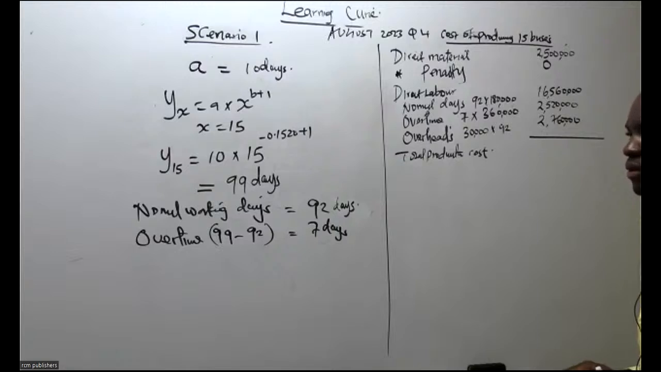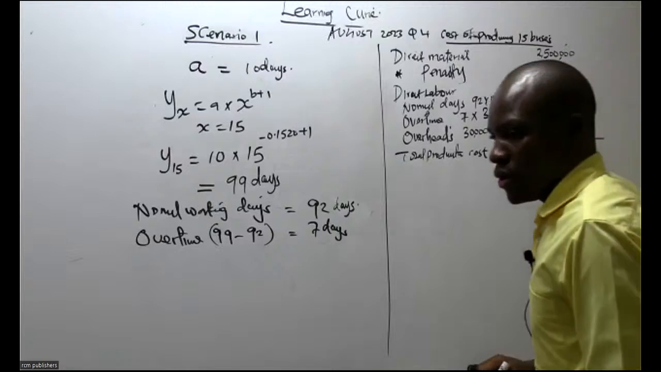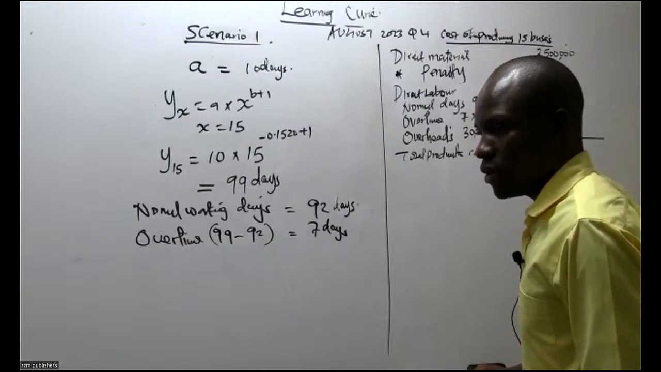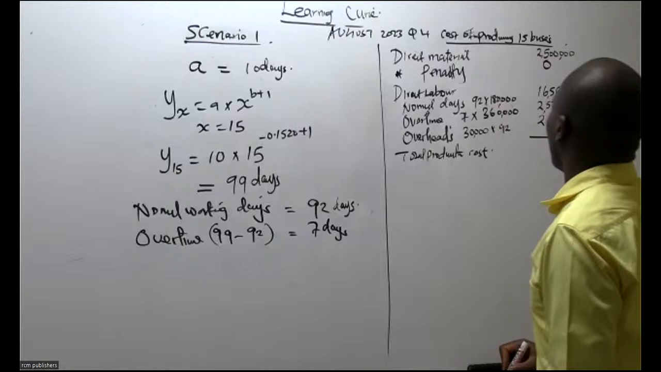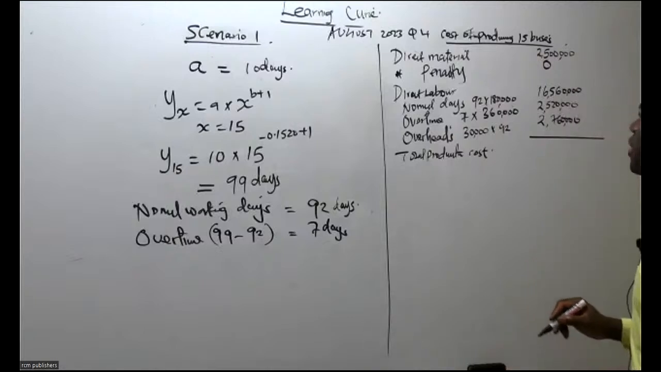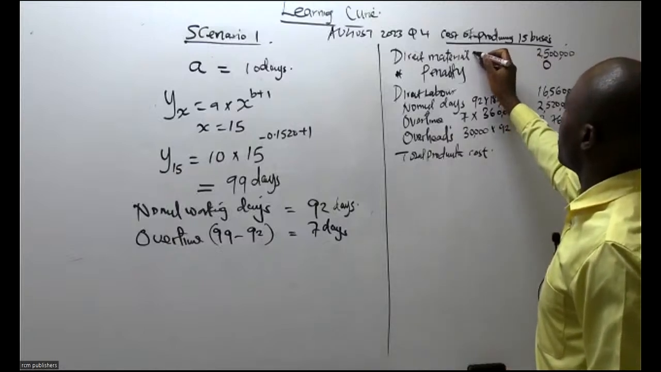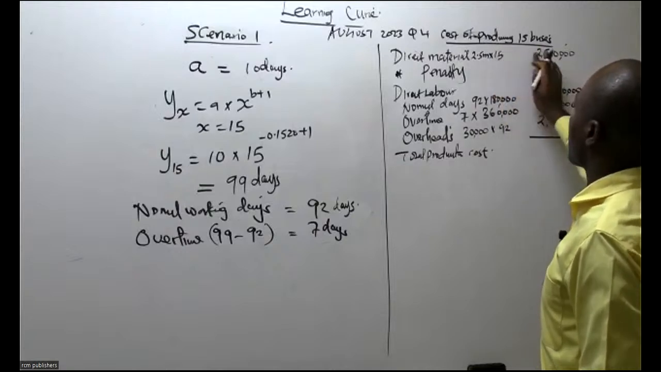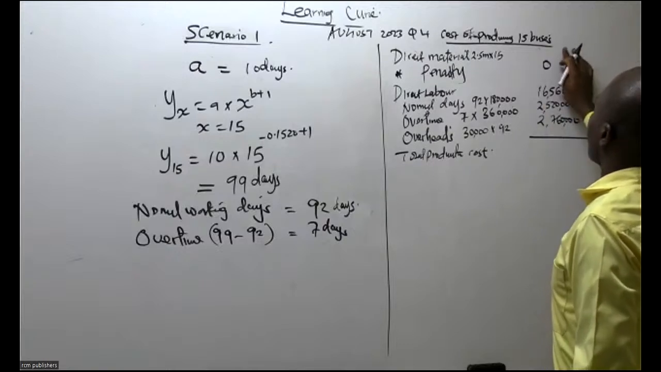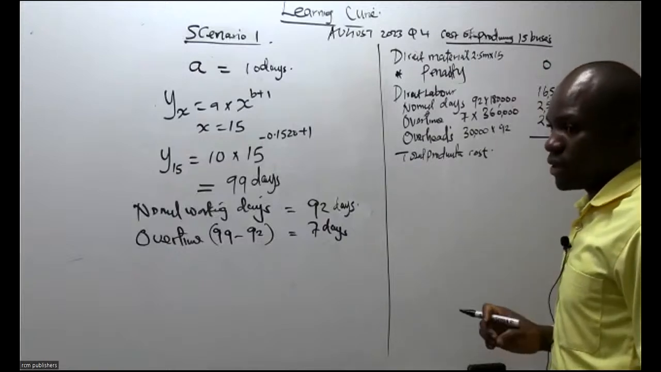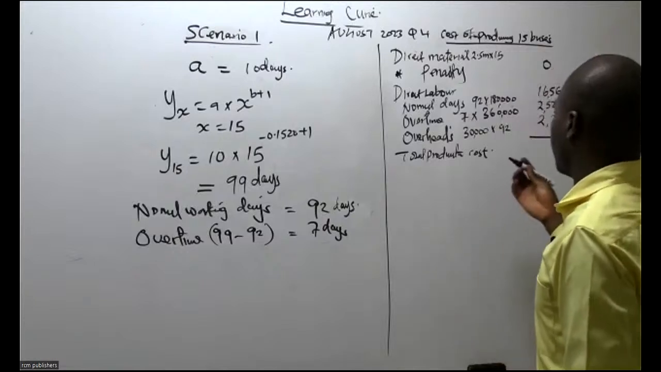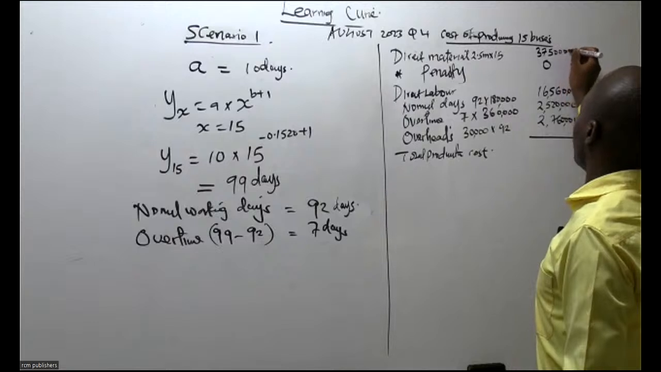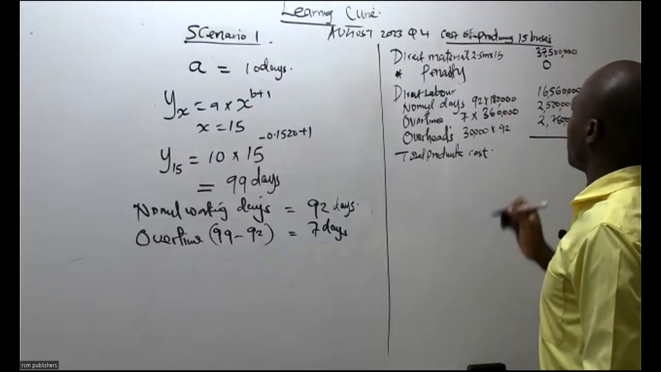What will we have? Direct material of 2 million per bus. Oh, well, thank you. It is 2.5 million for each bus and there are 15 buses. So what will we have here? 37,500,000. So you have to be keen on that.